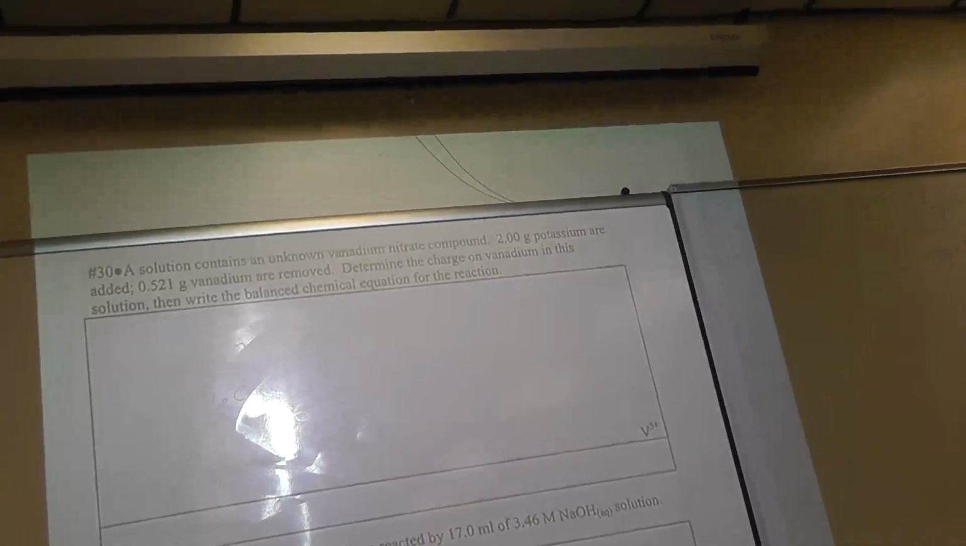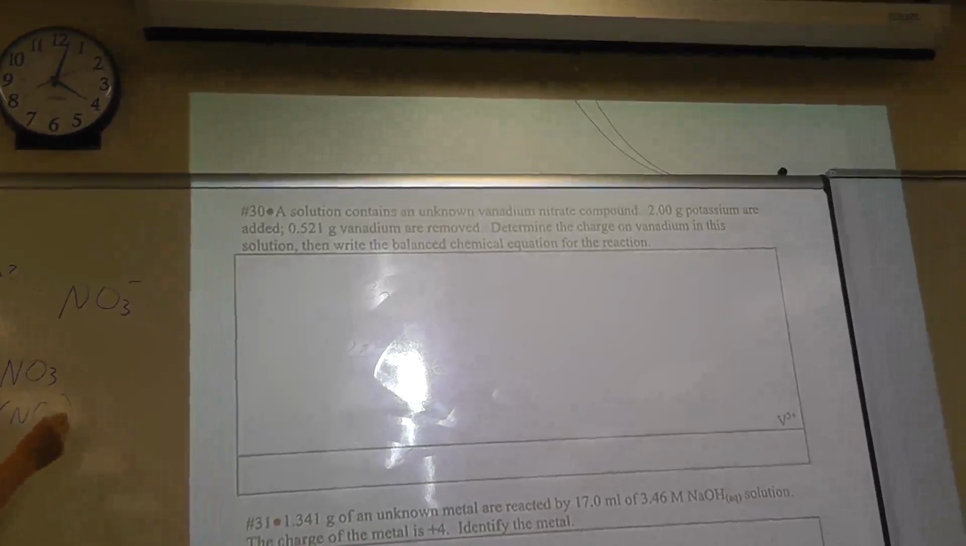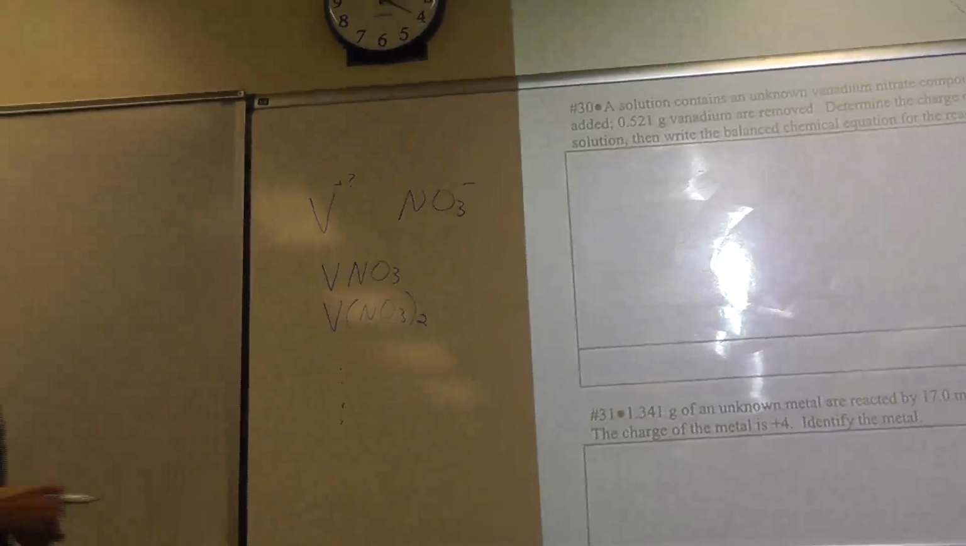In this case, we've got an unknown vanadium nitrate compound. How can it be unknown if we know it's vanadium nitrate? Doesn't that tell you both components? Vanadium can have a lot of different charges, right? This is vanadium-1 nitrate. This is vanadium-2 nitrate, et cetera. There's a lot of different versions of vanadium nitrate, depending upon the charge of the vanadium.